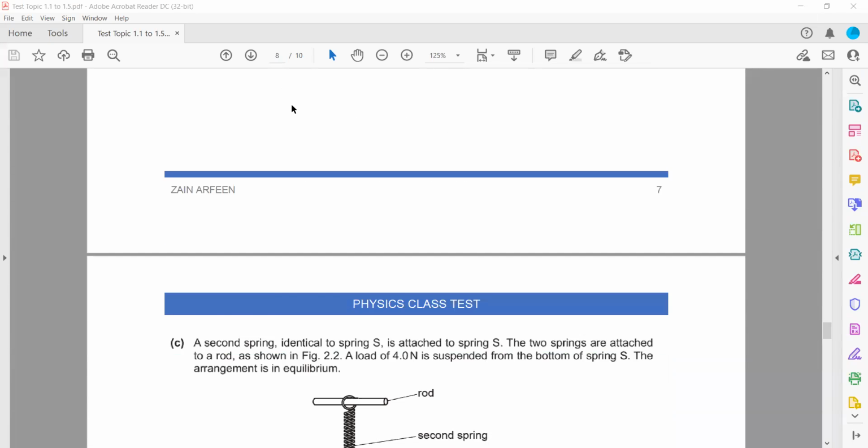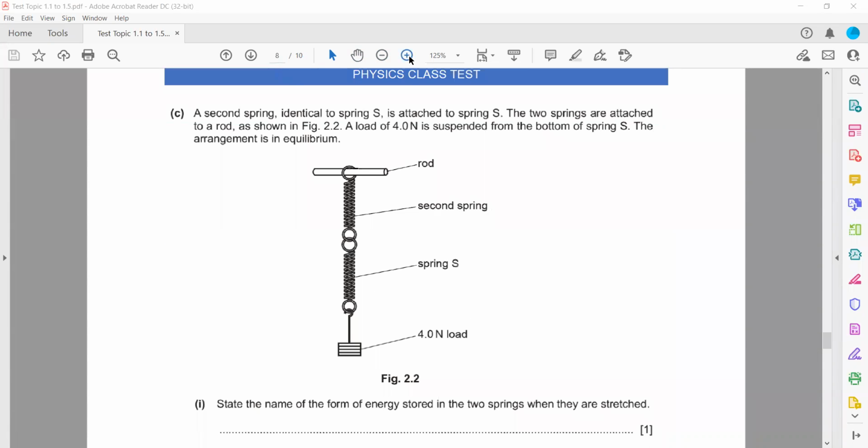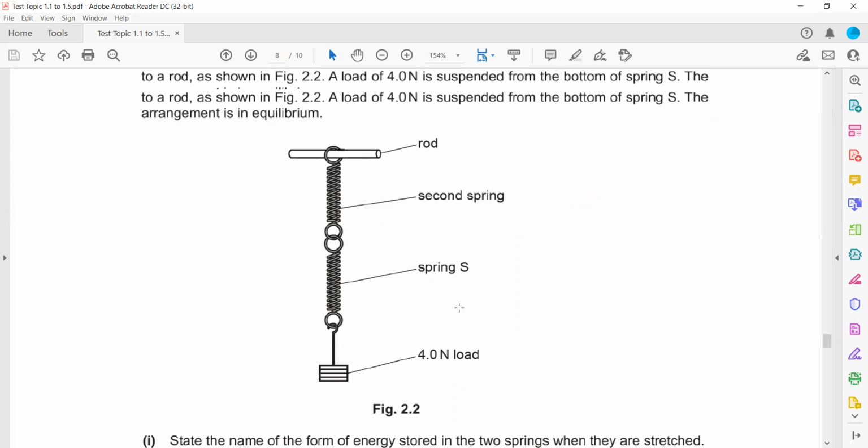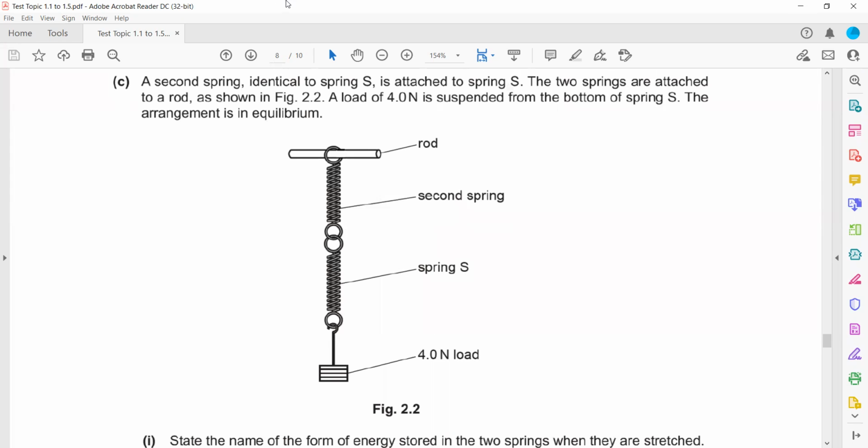Then the next part, the second spring, which is identical to the first spring S, and the two springs are stretched. Whenever we attach two springs end to end, what will happen if I apply a force or load of 4 Newton here? Both will experience 4 Newton. This spring will experience 4 Newton, and the other spring will also experience 4 Newton, because the total force of 4 Newton is experienced by each spring.